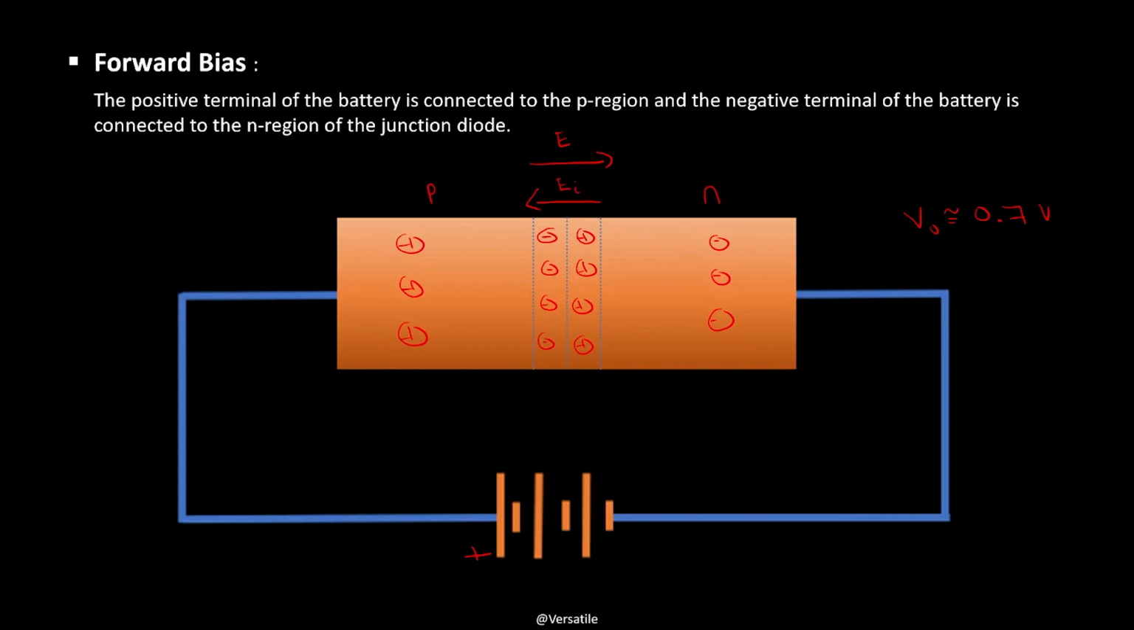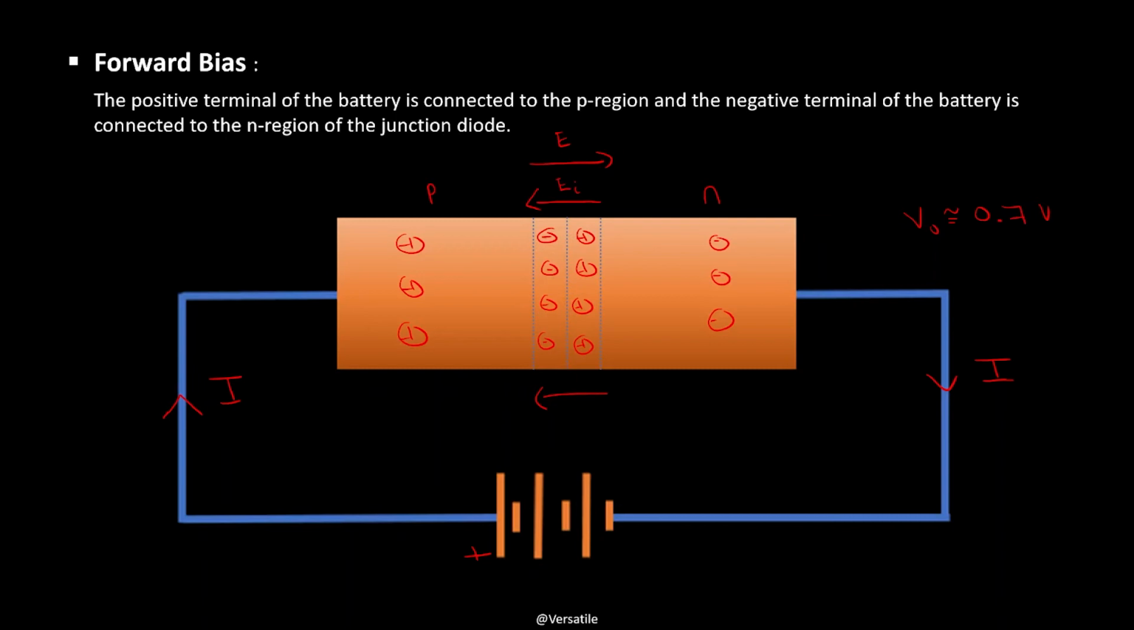So what is meant by conventional direction? Conventional direction is opposite to the direction of flow of electrons. So electrons are flowing in this direction. So our current will be flowing in this direction.